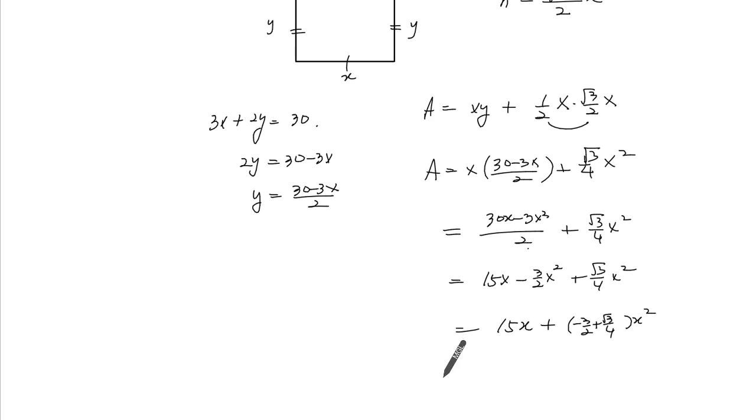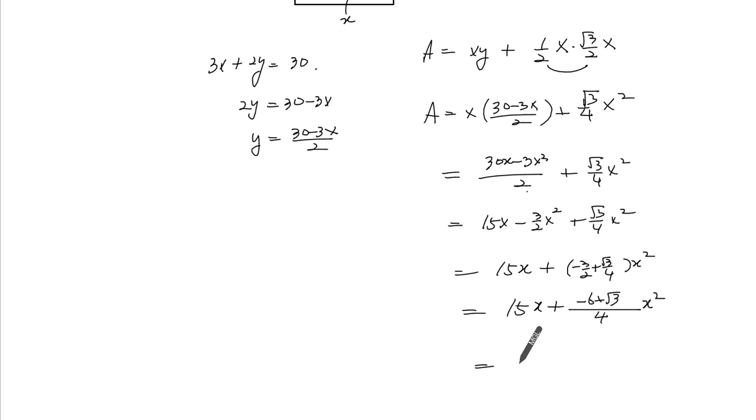It's a little bit ugly here. So that's 15x. Common base is 4. You get (minus 6 plus root 3) x squared over 4. If you factor out an x, you get x times 15 plus (minus 6 plus root 3) over 4 x.